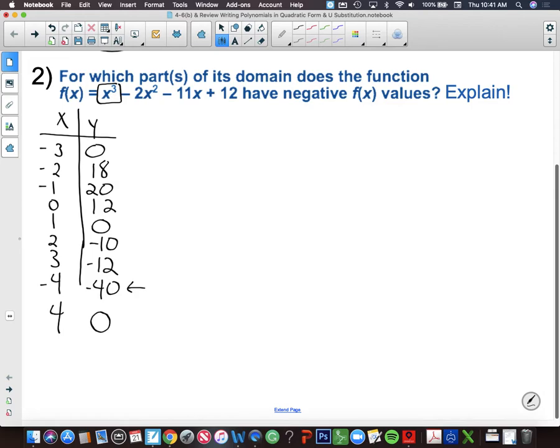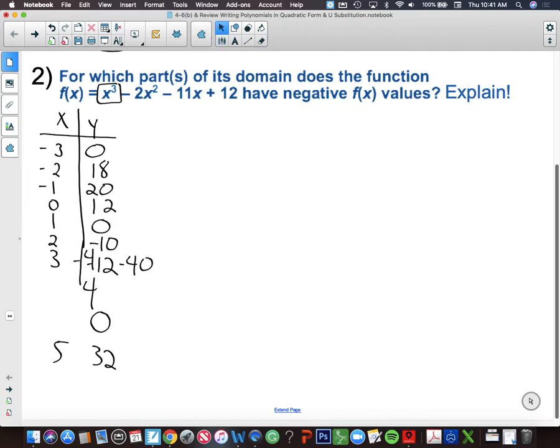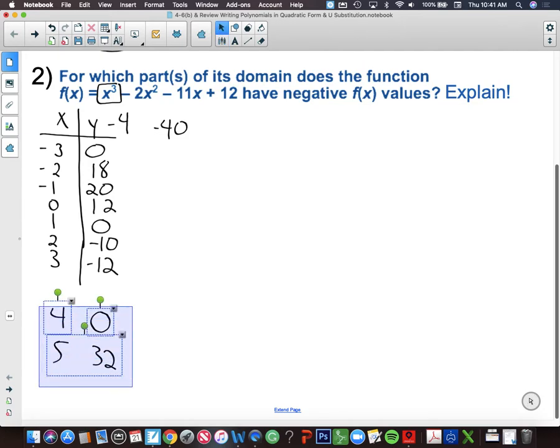All right, so that means we might need to do a 5 to see what happens. If I do a 5, I get a 32. Now we got enough information to see what the graph looks like, okay? It says, for which parts of its domain does the function have negative values? Okay? So I really could, if you wanted me to, drag this -40. Let's put that up at the top. So that -40 should go kind of up here with the other negative values. And then that 32 is down here with the other positive values.